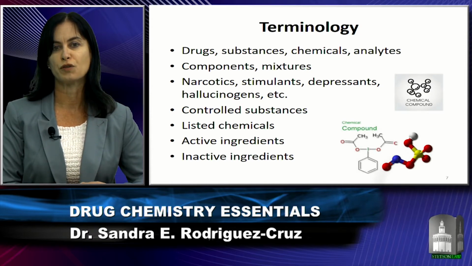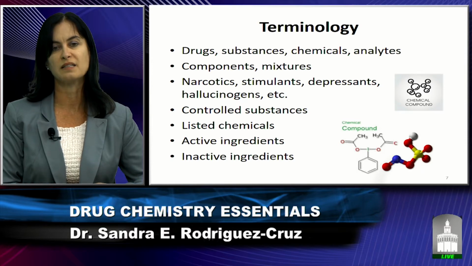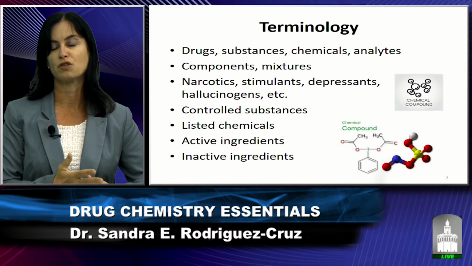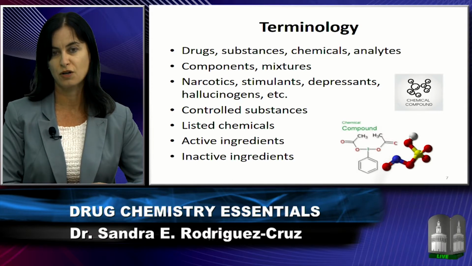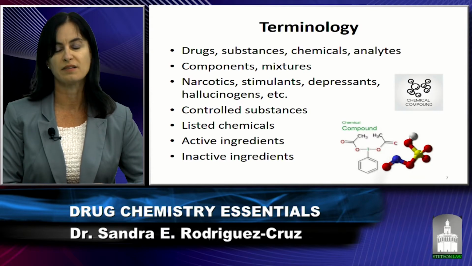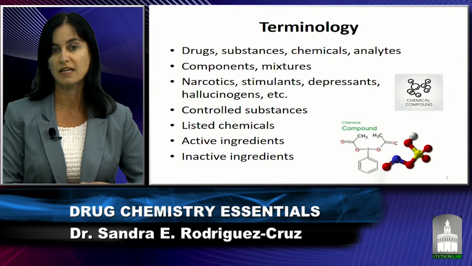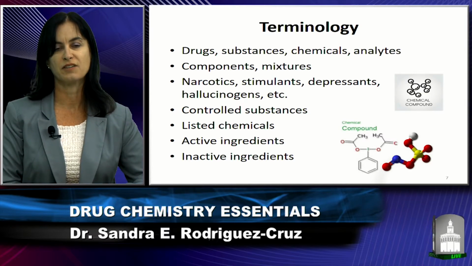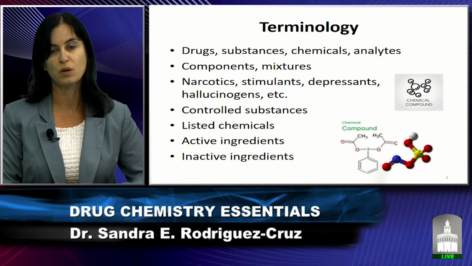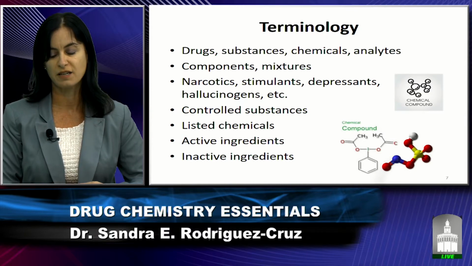Obviously, we also refer to those substances that are controlled by law, either at the federal level or at the state level. But there are also chemicals that are known as listed chemicals, especially because they could be used in the manufacture of controlled substances. And we also may use the terms active ingredient as well as inactive ingredient. Active ingredient refers to that compound, for example, in a tablet, that may cause the stimulant effect or the depressant effect. Inactive ingredient refers to all those components that will keep that tablet together, like the tablet binders and the sugars, that in fact don't have any pharmacological effect.